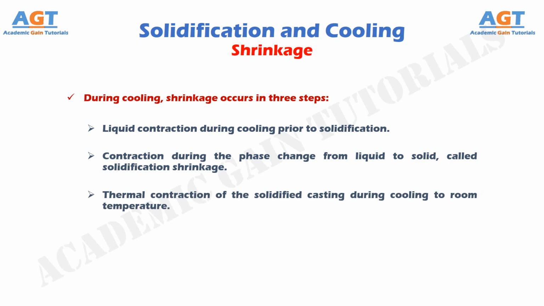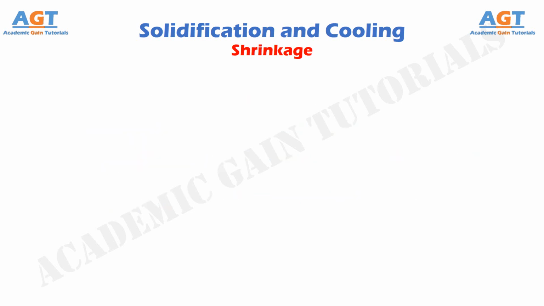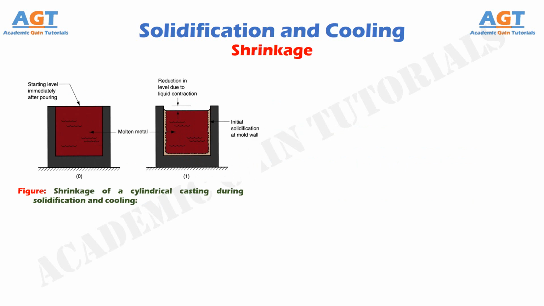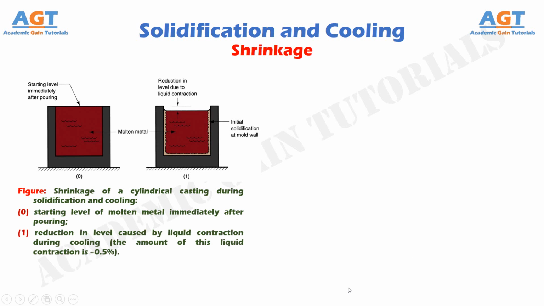The following figures demonstrate the shrinkage of a cylindrical casting during solidification and cooling. Figure 0 shows the starting level of molten metal immediately after pouring. Figure 1, reduction in level caused by liquid contraction during cooling. The amount of this liquid contraction is more or less 0.5%.